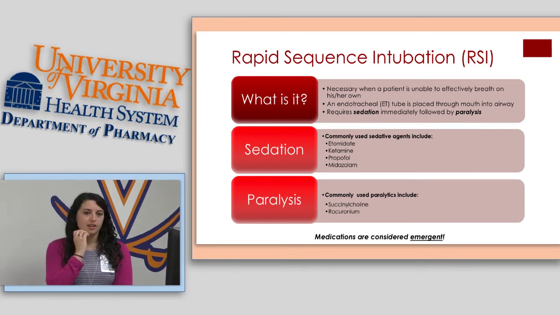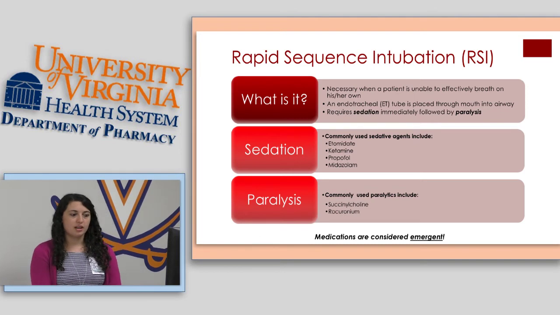For sedation, our commonly used agents are etomidate and ketamine, and those are the two main ones. You may also see propofol or midazolam used in certain patient situations, but most likely you'll see etomidate or ketamine. And then for paralysis, the two that you'll see most commonly in the ED are succinylcholine and rocuronium. This one is largely succinylcholine, just because rocuronium can last a lot longer, and then the patient would require even more sedation. So that's also something that you can keep in mind.